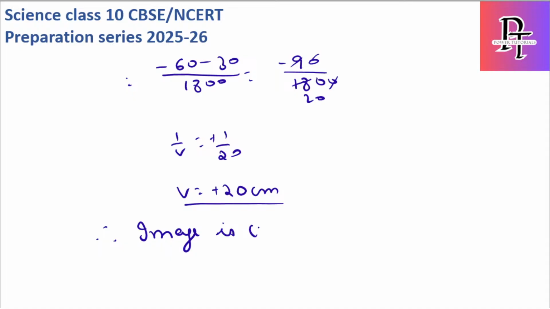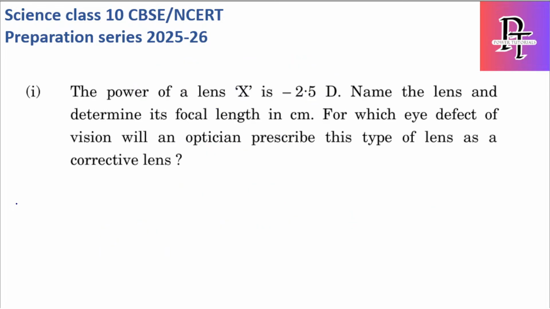Therefore the image is created in front of the lens. They are asking only the position, so the answer is this position. Why is it on that side? Because we got the answer as negative. Okay, let's see the second question.